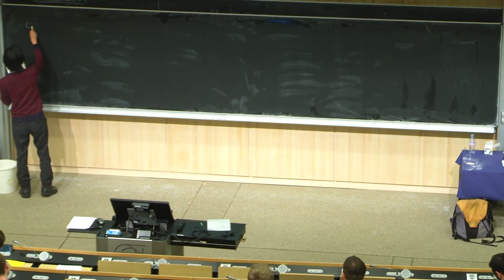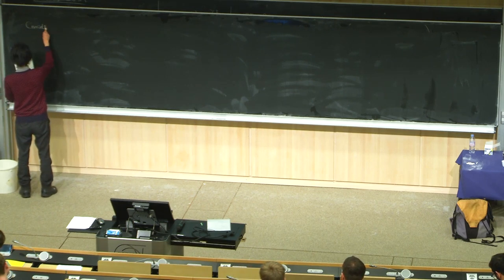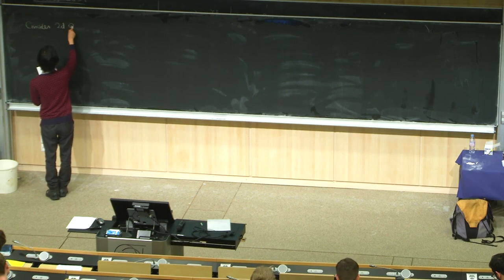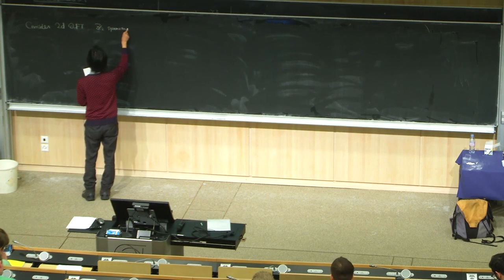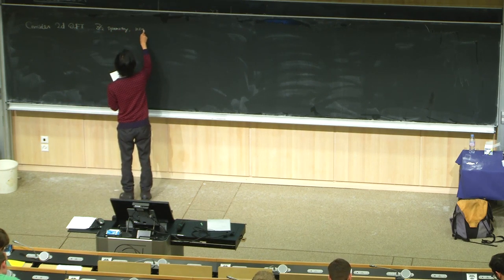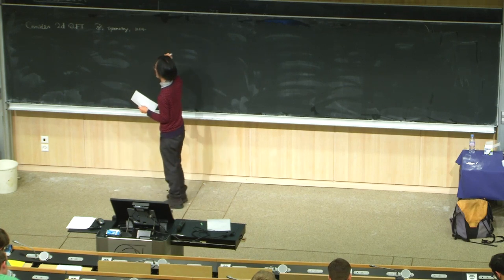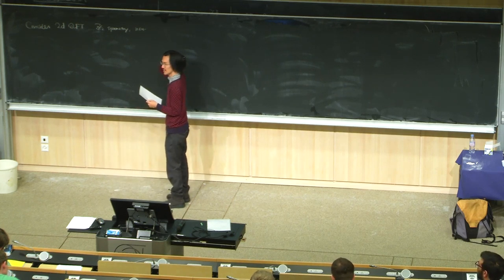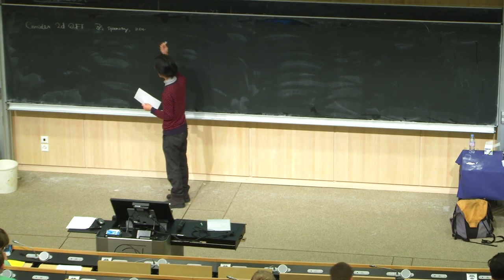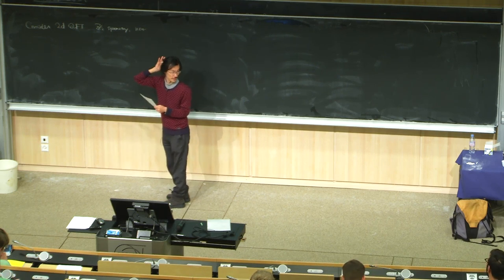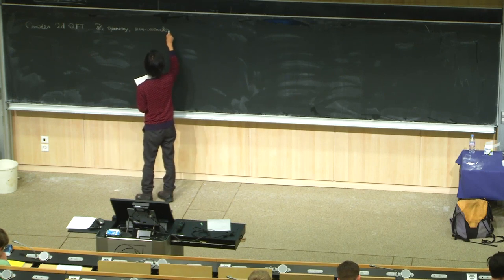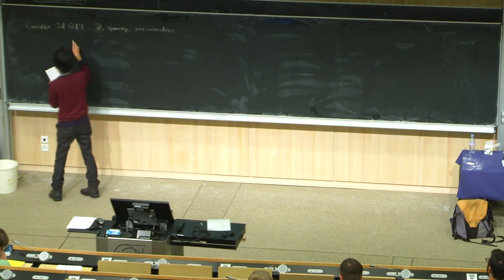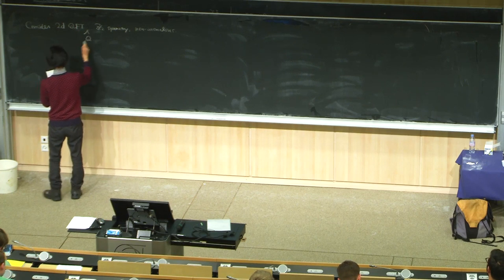So let's consider a 2D QFT with non-anomalous Z2 symmetry. Yesterday, in the second lecture, I explained that in 2D, you can have anomalous and non-anomalous Z2 symmetry. So let's take the non-anomalous one. Let's call this theory Q, right?